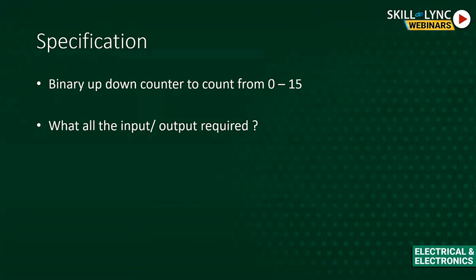But it says it's an up and down counter, which means there will be a pin for up and down. The up and down pin could be a common pin, like when it is 0 it is up, when it is 1 it is down, or it could be two different pins also.